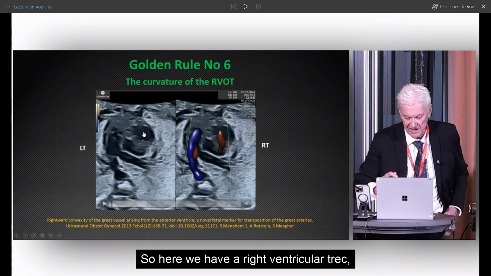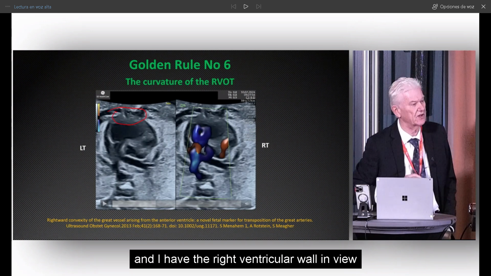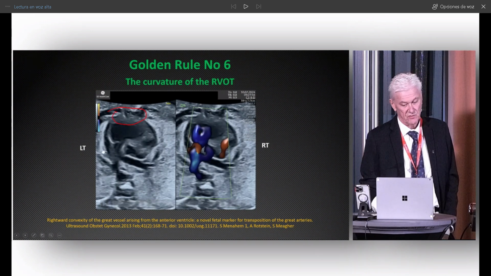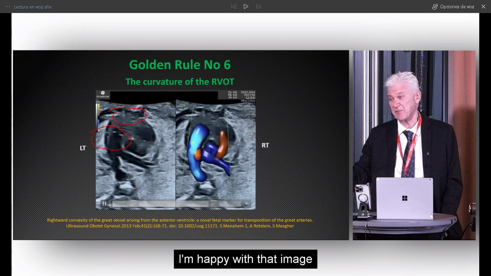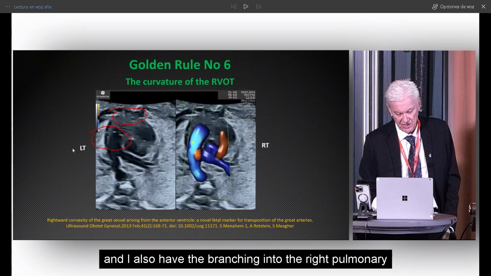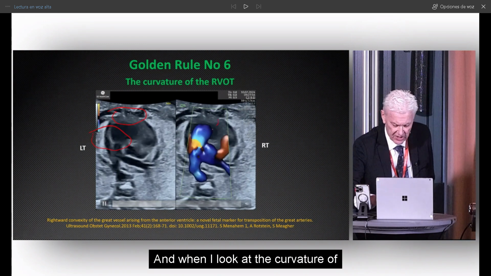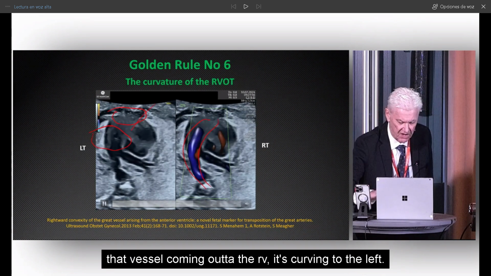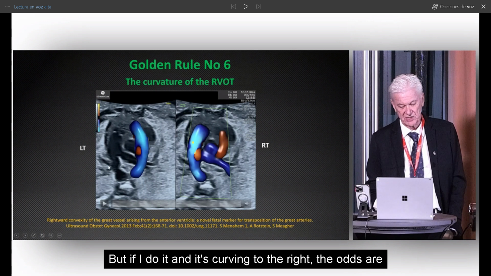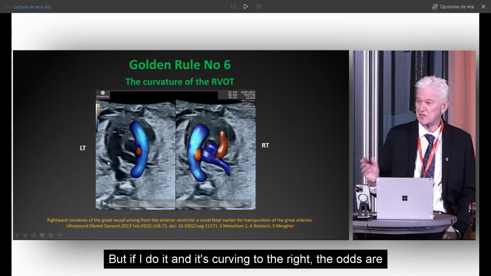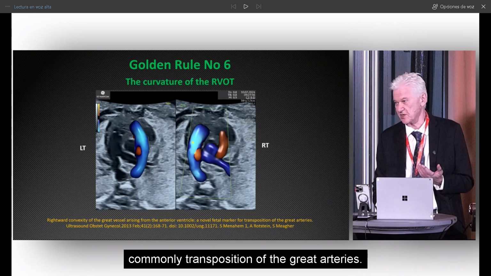So here we have a right ventricular outflow tract in my golden rule number 6, and I have the right ventricular wall in view. With the right ventricular wall in view, I now have the pulmonary valve in view. I'm happy with that image. And I also have the branching into the right pulmonary artery and the aorta. And when I look at the curvature of that vessel coming out of the RV, it's curving to the left. But if I do it and it's curving to the right, the odds are that I'm looking at transposed great vessels. Most commonly, transposition of the great arteries.